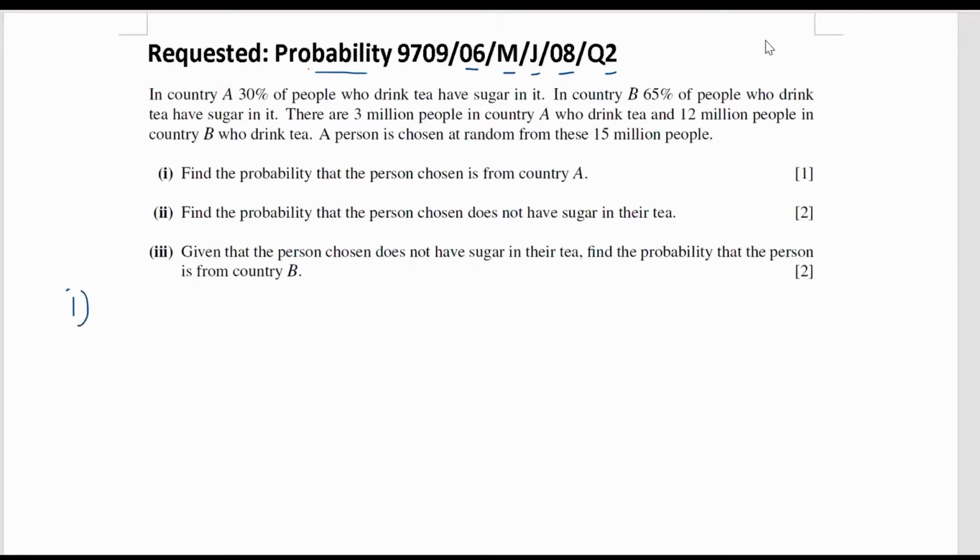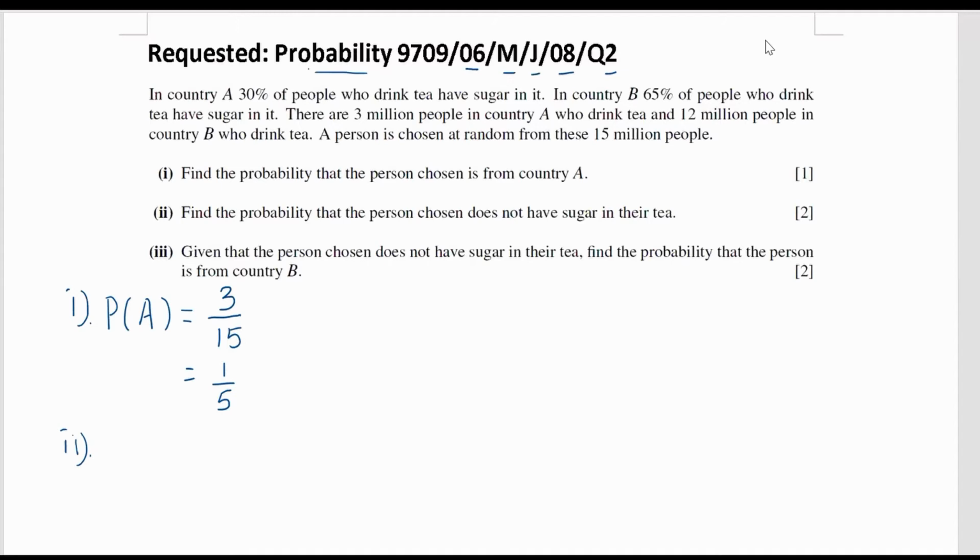So to answer part 1, the probability that the person is chosen from country A is, out of a total of 15 million people, country A has 3 million. So the probability is 1/5. All right, now we look at part 2.